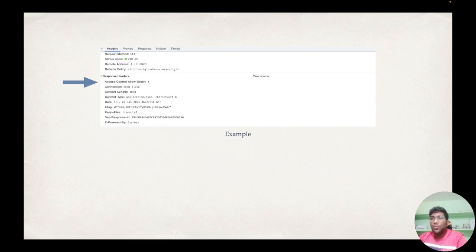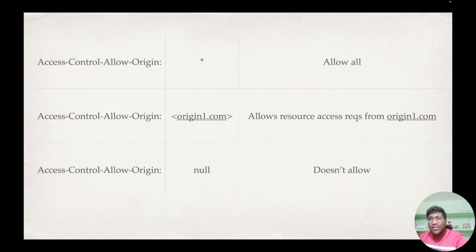Let's look at the different values that can be set to Access-Control-Allow-Origin. If the star is present, then it is going to allow all requests to get the resource. If it has only one particular domain, then it is going to allow only that domain. If it has a null, then it's not going to allow. Basically, putting a value of null to Access-Control-Allow-Origin is not recommended. I hope you got the whole idea of CORS now.